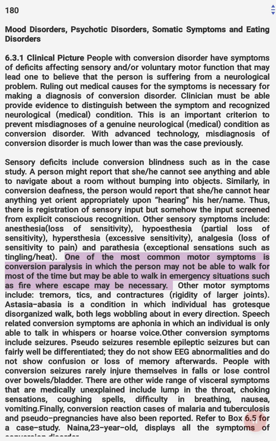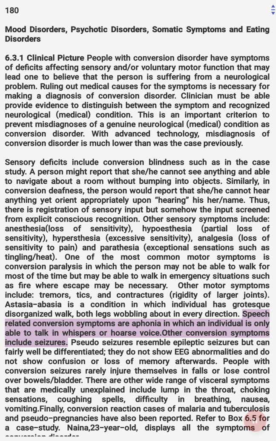One of the most common motor symptoms is conversion paralysis, in which the person may not be able to walk most of the time but may be able to walk in emergency situations such as a fire where escape may be necessary. Other motor symptoms include tremors, tics, and contractures, rigidity of larger joints. Astasia abasia is a condition in which the individual has a grotesque, disorganized walk, both legs wobbling about in every direction. Speech-related conversion symptoms include aphonia, in which an individual is only able to talk in whispers or a hoarse voice.